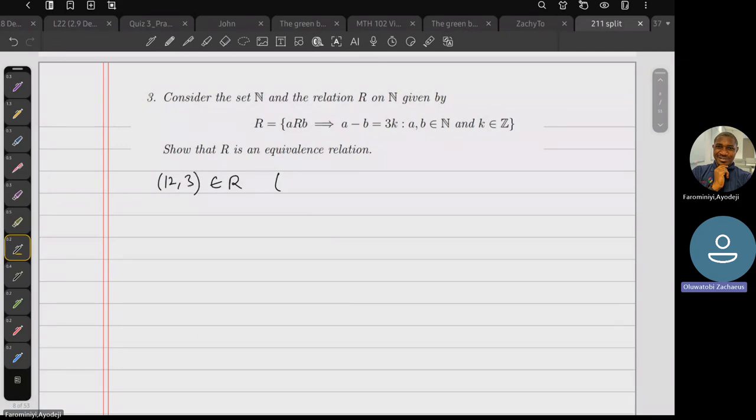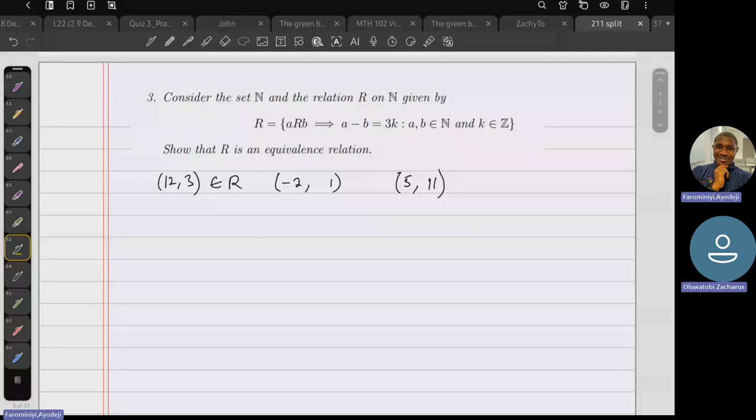Let's use negative numbers now. Negative 2 and then 1. Yes. What about this? Is (5, 11) in R? Yes, sir. It is.